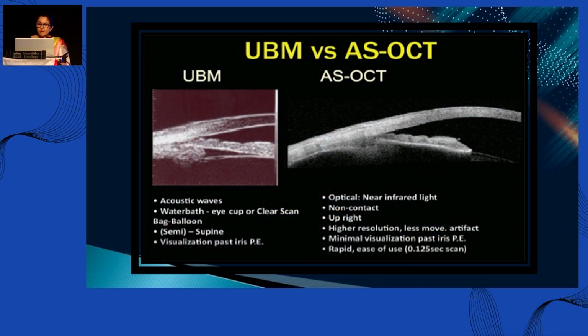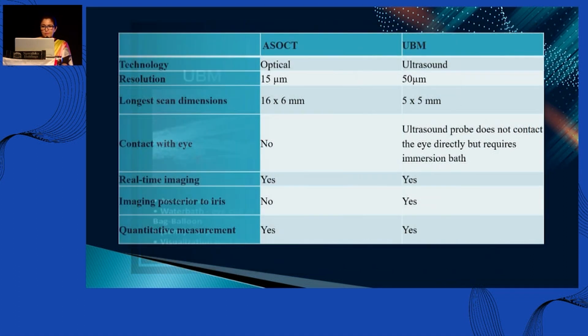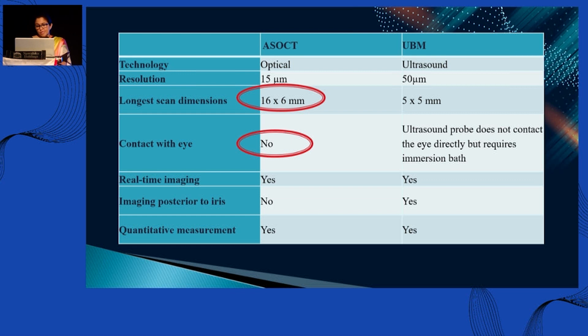So when we compare the ASOCT with the UBM, UBM has the unique advantage of enabling visualization of structures posterior to the iris, such as ciliary body, zonules, and peripheral lens. ASOCT has a longer scan length compared to the UBM, and it is a non-contact technique which is comfortable for the patient.